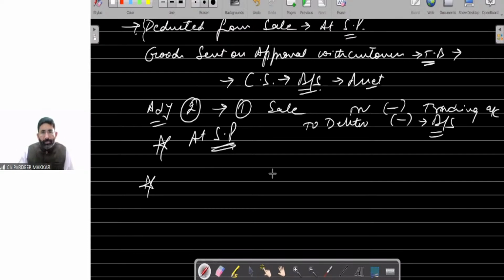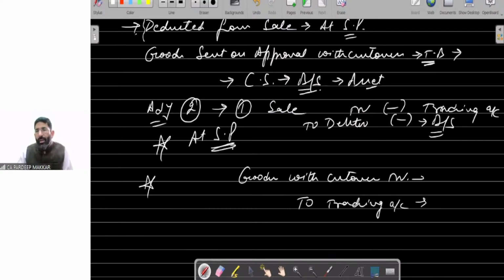It will be goods with customer debit to trading count. So it will be credited to trading count, that is it will be added in closing stock at both the places. It will be added in closing stock in balance sheet. It will be added in closing stock in trading count बेटा. दोनों जगह पे ऐड कर देना है ऐसे.